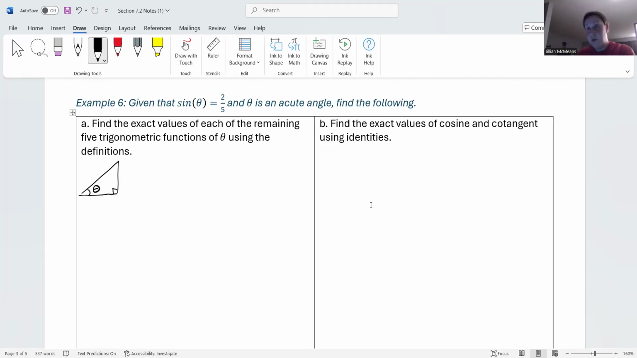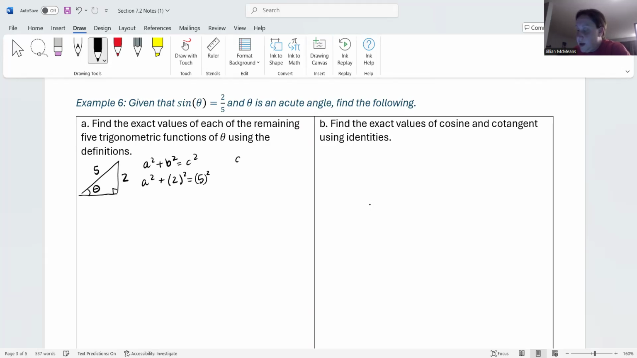So 2 is going to represent the length of the opposite side compared to theta. And then 5 is going to be the hypotenuse. And if we use the Pythagorean theorem, we can figure out what the adjacent side has to be. So the Pythagorean theorem says a squared plus b squared is c squared. Well, we don't know what a squared is, but we know that b is 2, so 2 squared. We also know what c is, it's 5 squared.